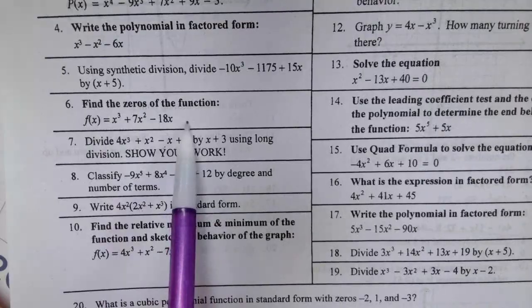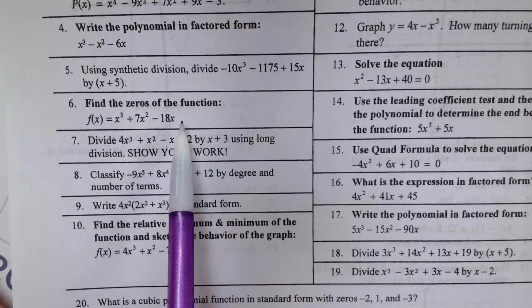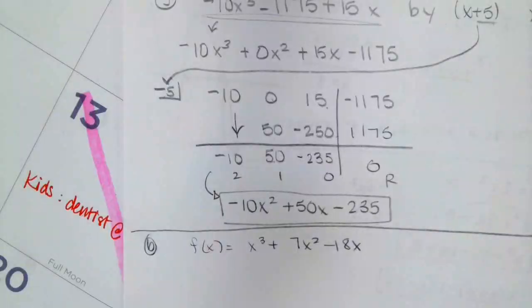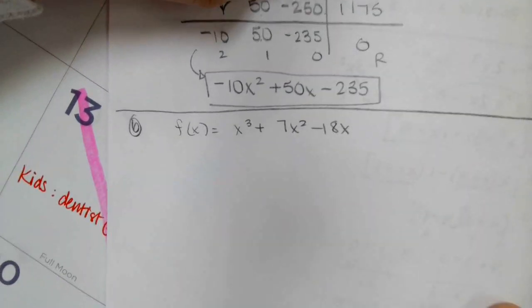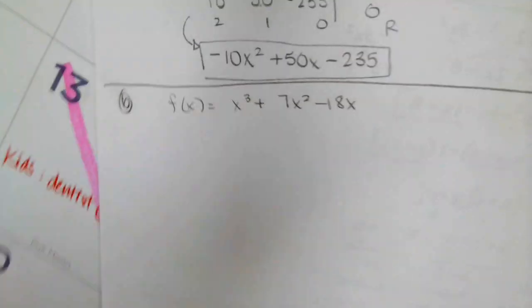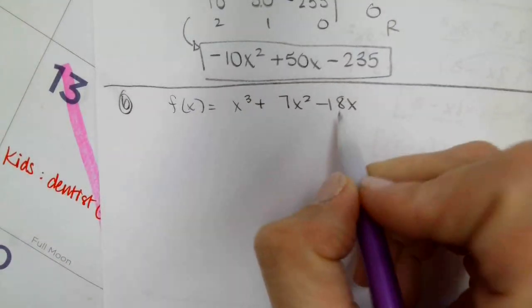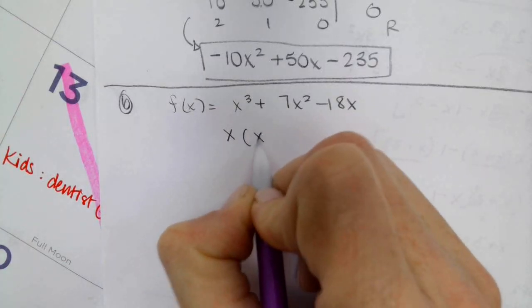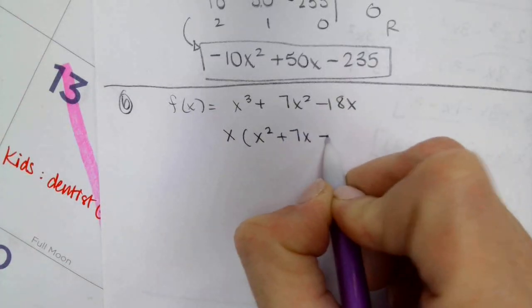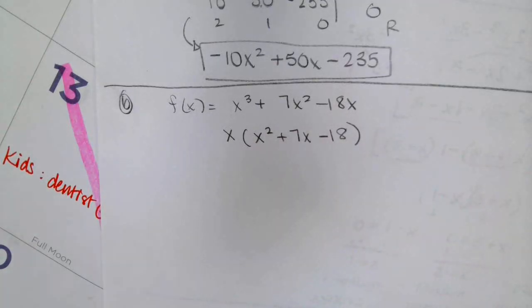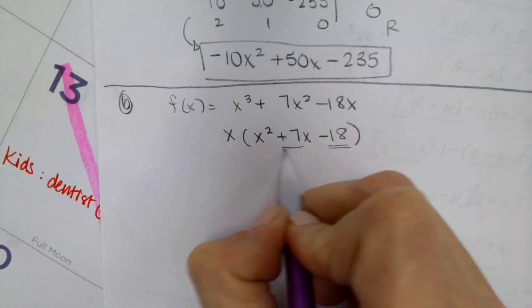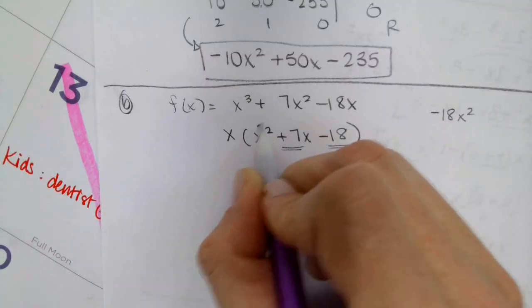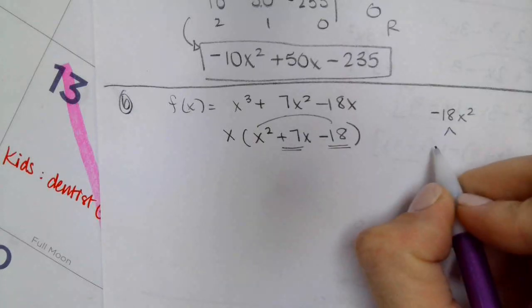Okay, number 6, find the zeros of the function, which is going to be the same thing that we did up here, but we don't have to list the multiplicities. So looking at number 6, we have x cubed plus 7x squared minus 18x. So we're going to divide an x out of everything here, leaving us with x squared plus 7x minus 18. Are there factors of negative 18 that will give us 7? So yes, and you could do the AC method if you wanted to.